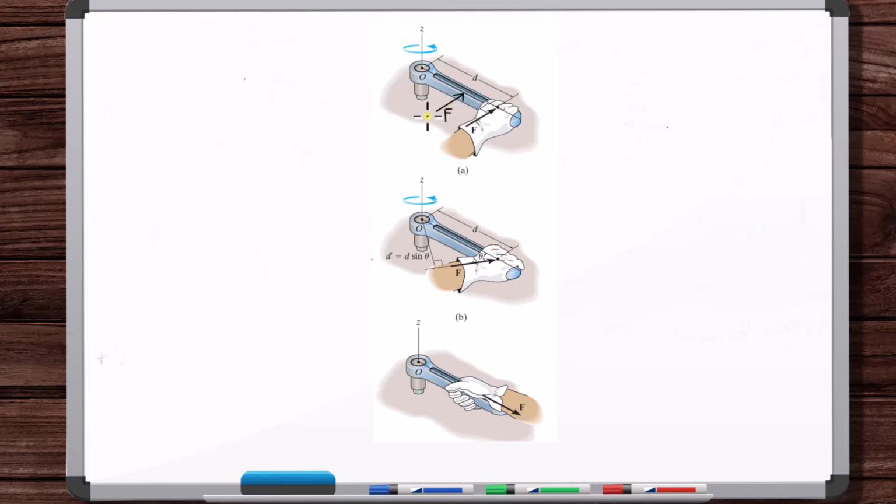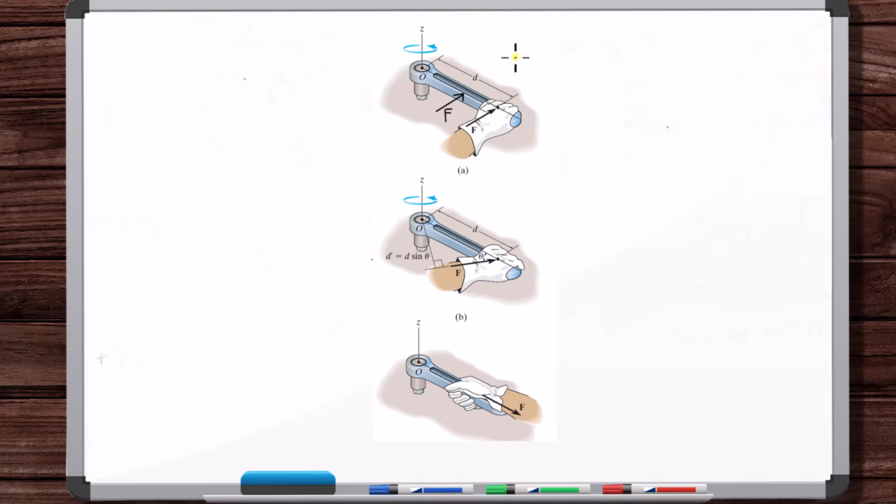Yes, this is the same force, but this situation is going to cause more of a rotation of this bolt than this force. So to proceed forward in engineering mechanics, we need to have some measure of a tendency of a force to cause rotation. And that's what a moment is. That's what the moment of a force is, either moment or torque.